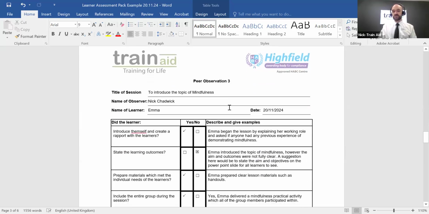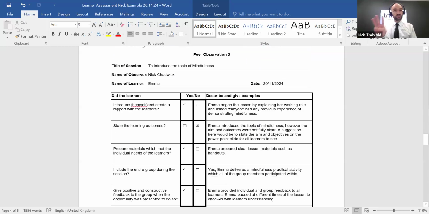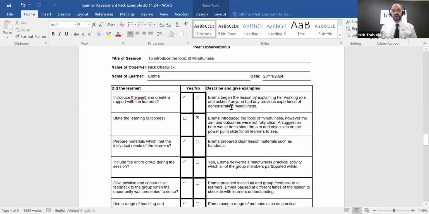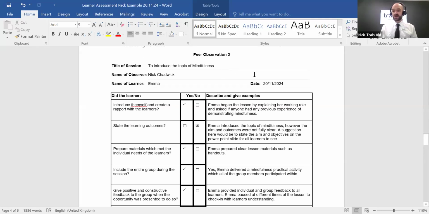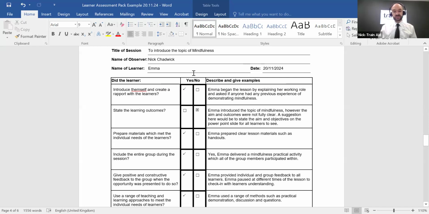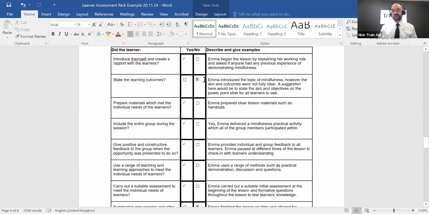Okay, so that's my second of my three peer observation forms. Once again, hopefully you are finding this video useful in terms of showing you the level of detail. Just going to show you my final peer observation form. This is a learner called Emma, and the title of the session is to introduce the topic of mindfulness. Once again, I've got the date there, the name of the learner, and this is lesson observation 3.